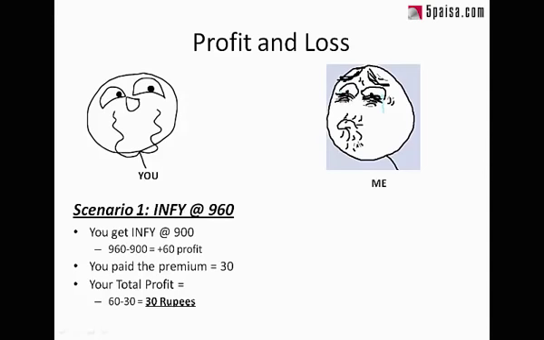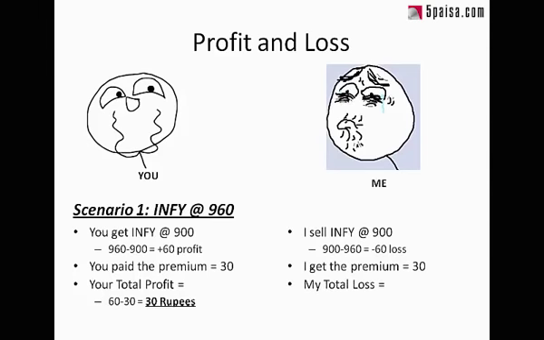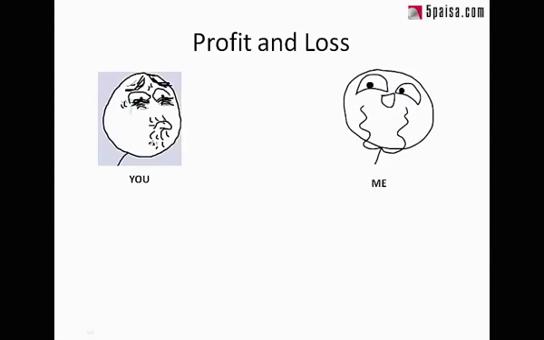is 30 rupees. And I sell INFOSYS to you at 900 rupees. Assuming I did not have the stock with me, I bought it from somebody else at 960 and sold to you at 900, which means I make a loss of 60 rupees. However, I get the premium initially, which is 30 rupees, which kind of compensates me somewhat for the loss. So my loss is 60 minus 30, which is 30 rupees.